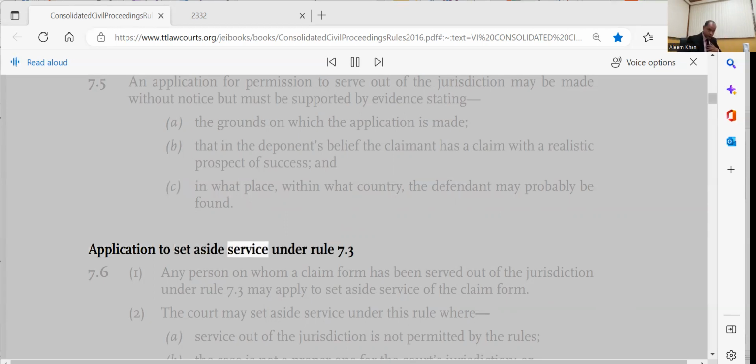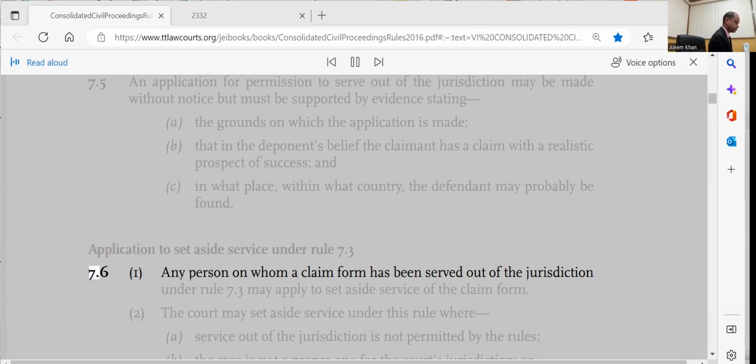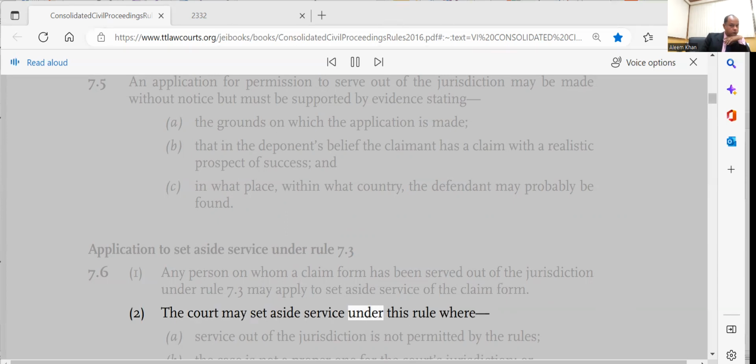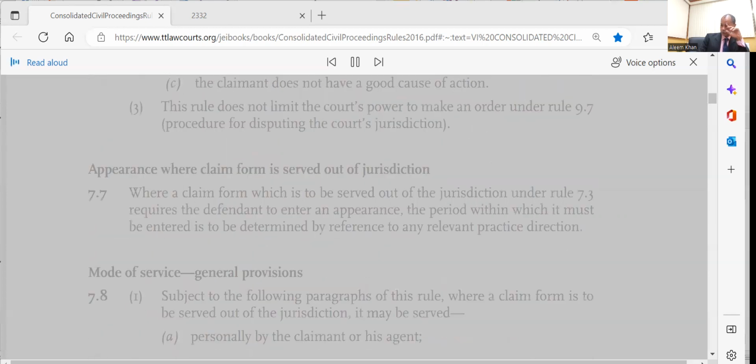Application to set aside service under Rule 7.3. 7.6 1. Any person on whom a claim form has been served out of the jurisdiction under Rule 7.3 may apply to set aside service of the claim form. 2. The court may set aside service under this rule where a. service out of the jurisdiction is not permitted by the rules, b. the case is not a proper one for the court's jurisdiction, or c. the claimant does not have a good cause of action. 3. This rule does not limit the court's power to make an order under Rule 9.7, Procedure for Disputing the Court's Jurisdiction.